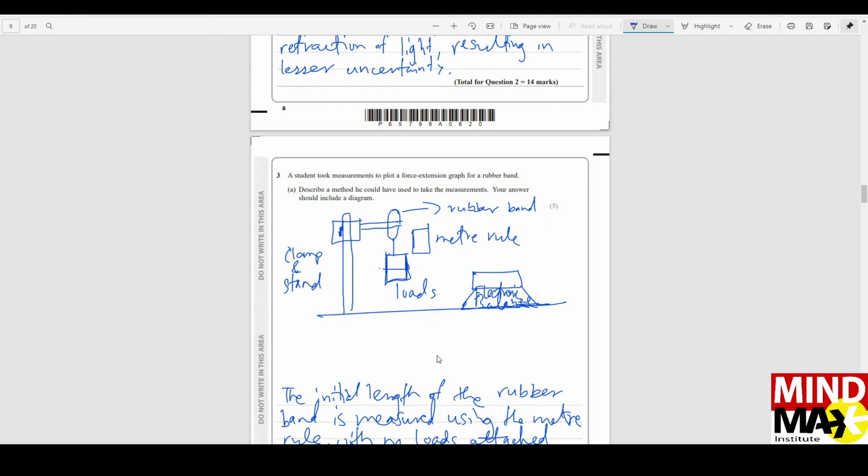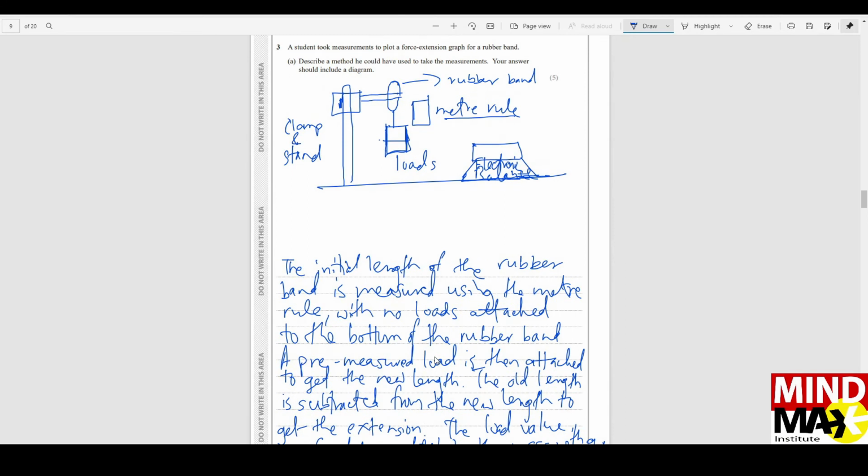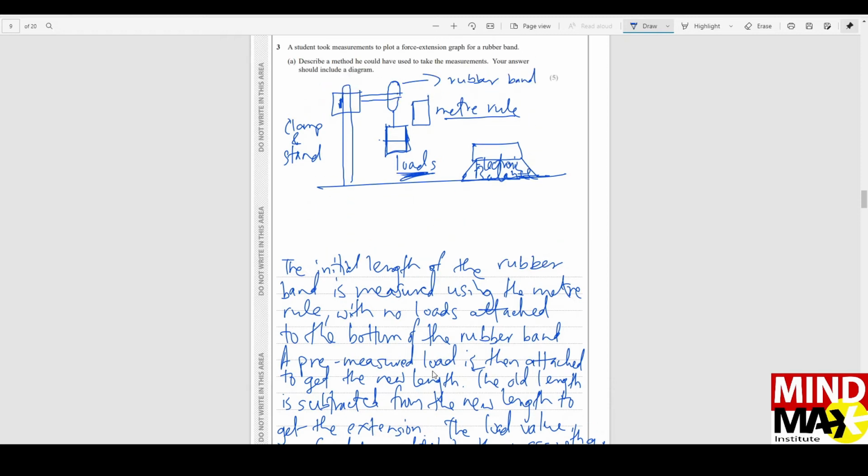How do you measure it? Using a meter rule. And then after you've placed the loads, you have to of course place the load by knowing the exact value of the load. You have to know the exact value of the load before applying it at the bottom of the rubber band. So the exact value of the load may be found by first finding the mass of the load using the electronic balance. Then you multiply that mass with the value of g. That will give you the value of the load, okay, the weight of the load.